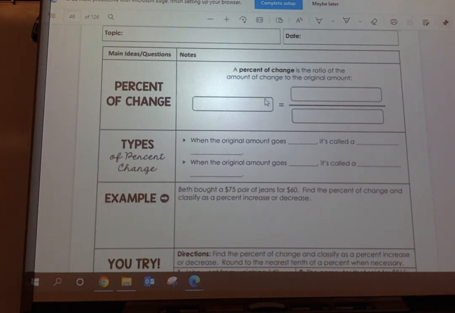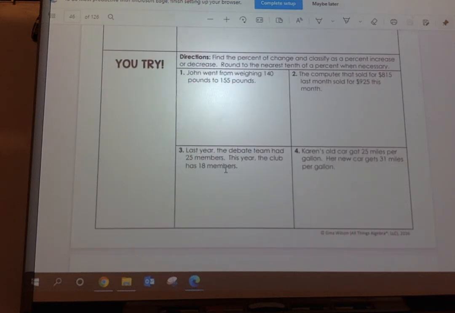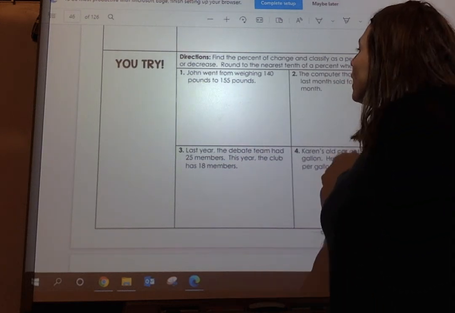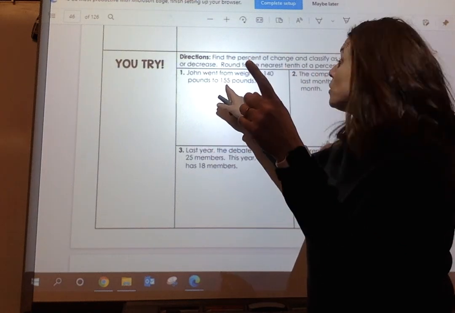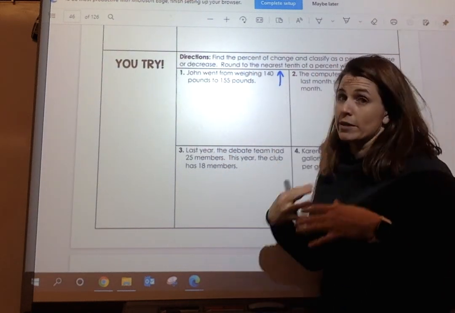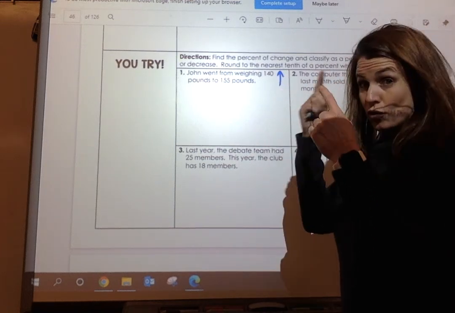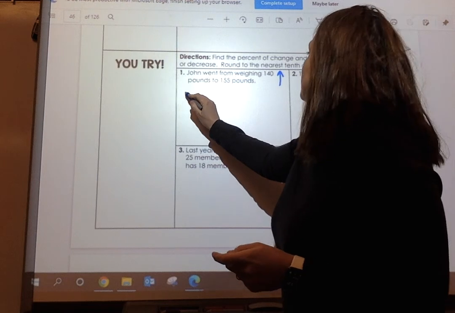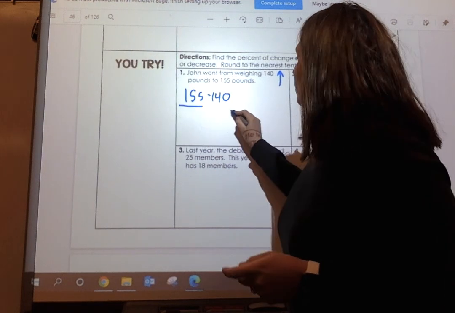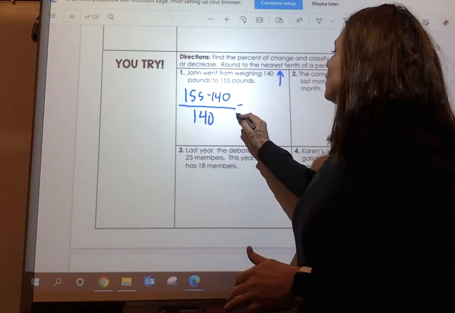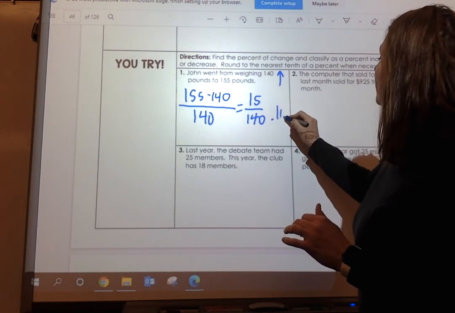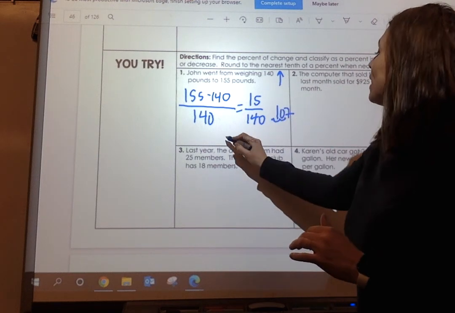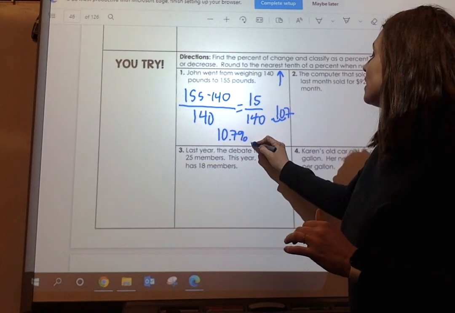All right, so we're just going to do the left-hand side together. And let's look at the percent of change. So John went from weighing 140 to 155. So right away, the original was 140. He went up to 155, so I know it's going to be a percent of increase. So I may put an arrow up on my paper just to remind myself, okay, percent of increase. So the difference of 155 and 140 over the original amount of 140. So I get 15 over 140. When I put that into my calculator, it's 0.107, move my decimal twice, so it is 10.7% increase.